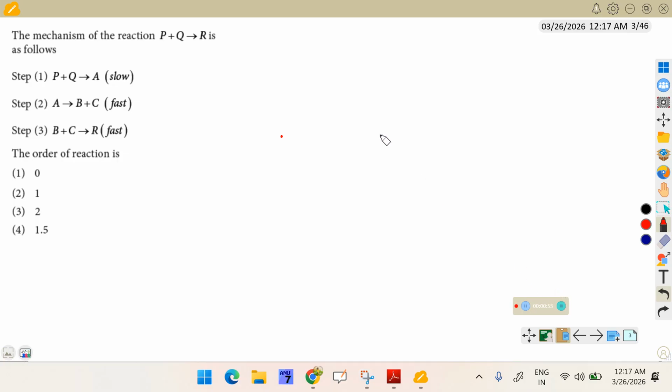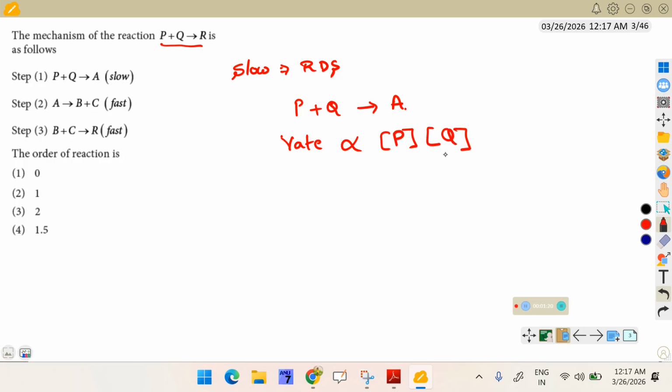The mechanism of the reaction P plus Q gives rise to R is as follows. We know that the slow step is always considered as the rate determining step. First, take the slow step: P plus Q gives rise to A. Rate is directly proportional to the concentration of the reactants, concentration of P into concentration of Q. Rate is equal to K into concentration of P into concentration of Q.